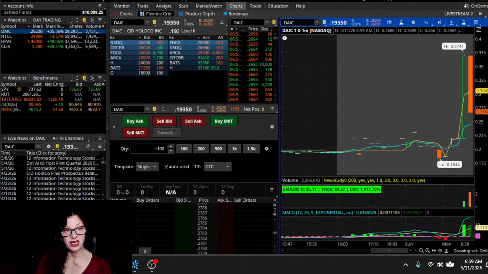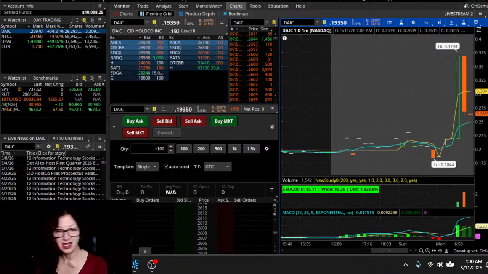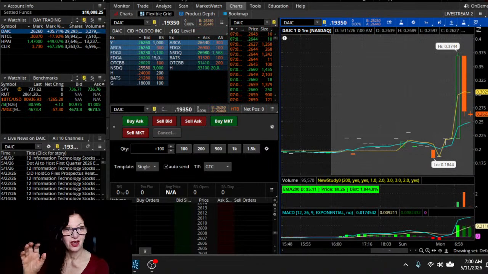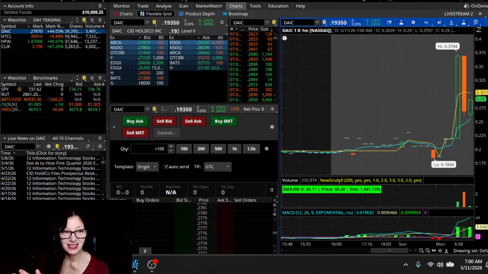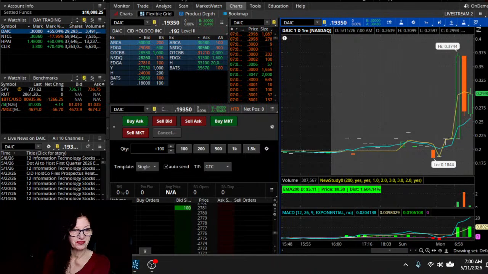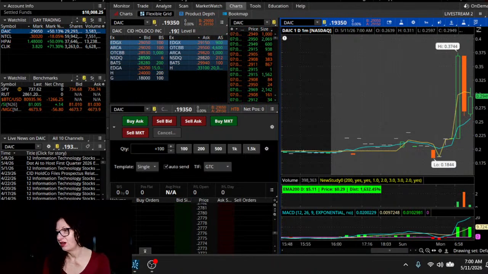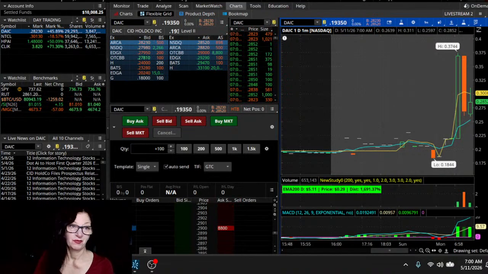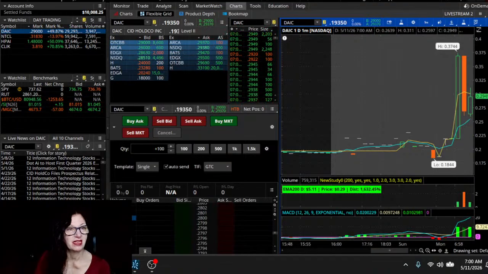Let's see. One of the changes I made to my trading plan from last week is I organized my entry and exit indicators by type, to help me look at the type of indicator. So I'm not looking at too many things that are similar.